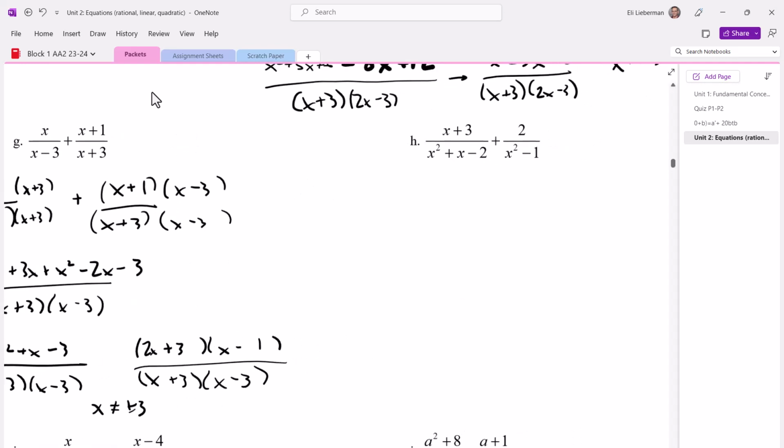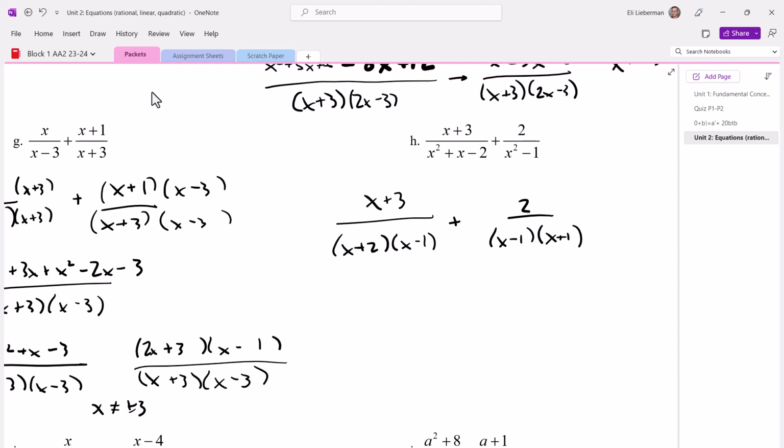What do you think the first step to do is here? Factor. Why would we factor? So we can get the lowest common denominator. So x plus 3 over x plus 2, x minus 1, plus 2 times x minus 1. Do you see how this is helpful?